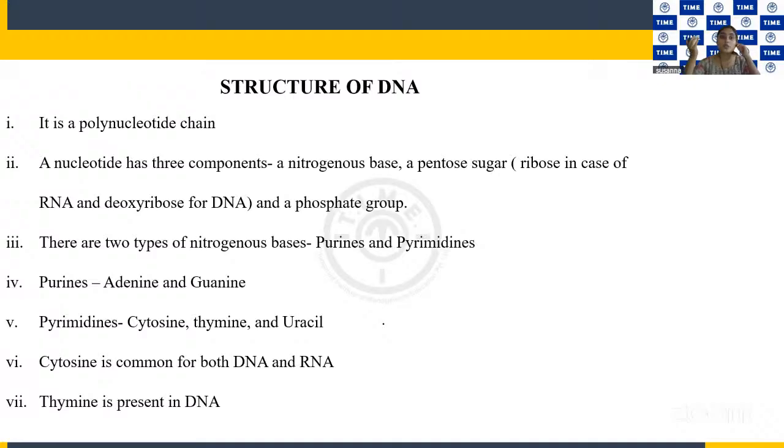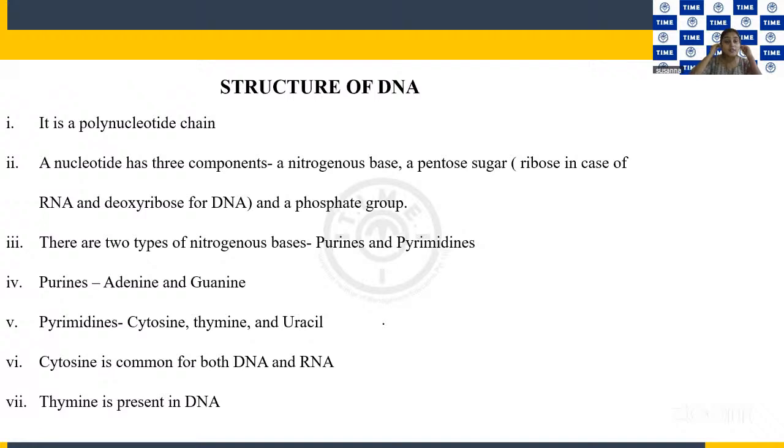Now let's go into the structure of DNA. I told you DNA is a polymer, right? A polymer of what? Deoxyribonucleotides, or we can generally call them nucleotides, a polynucleotide chain. Okay, we can generally call them a polynucleotide chain.